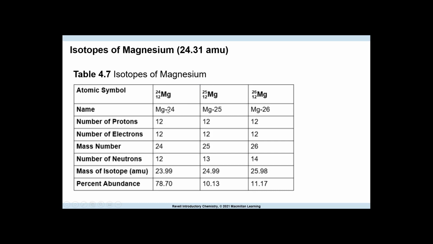So here is magnesium-24, how you write it out. Here it is an atomic symbol, or chemical atomic symbol. We'll see with that, magnesium-25, magnesium-26. Number of protons are the same. Number of electrons are the same. But the mass number is different. Why? Because the number of neutrons is different. The mass of isotope, so this is the mass for this one, this is the mass for this one, this is the mass, and the percent abundance of how many.